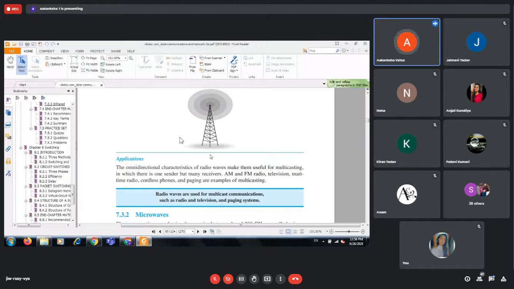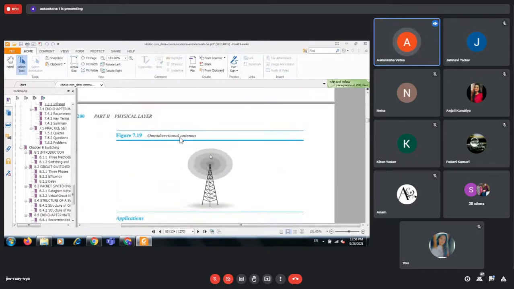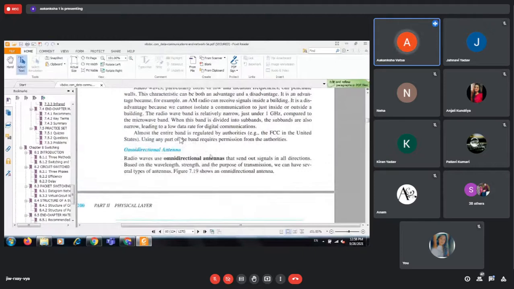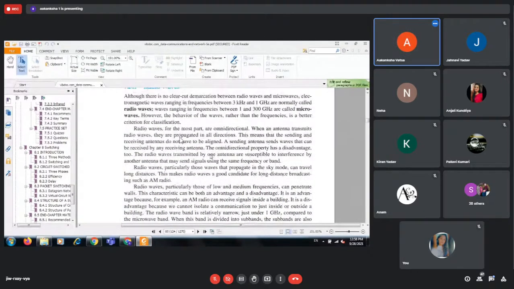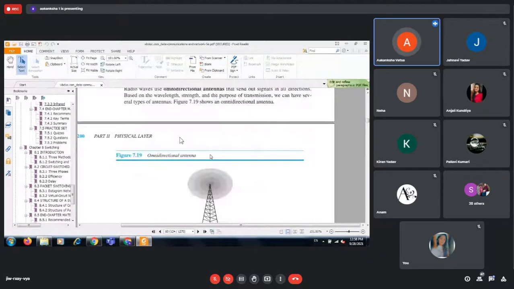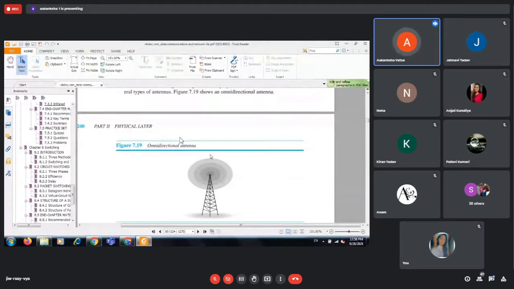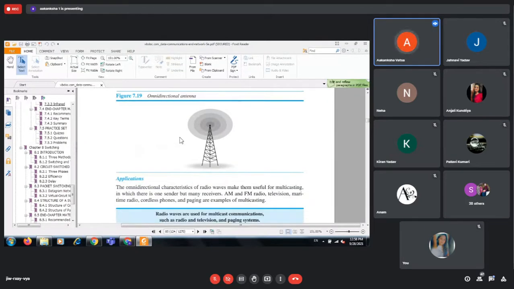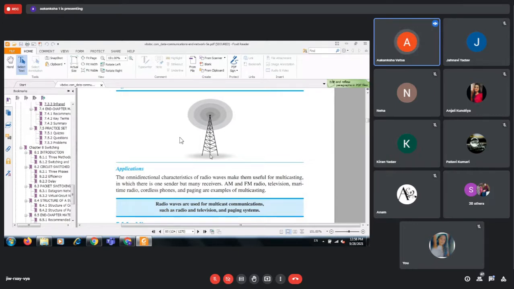So basically, when you are transmitting EM waves or radio waves, which are in the range of 3 kilohertz to 1 gigahertz, they are radio waves, and normally they're omnidirectional. When we say omnidirectional, it is used for multicasting or broadcasting. You know very well that when we are using AM radio, FM radio and television broadcasting, any receiver which is tuned to the particular frequency being transmitted is able to receive that signal. And we can tune our receiver to the particular frequency.